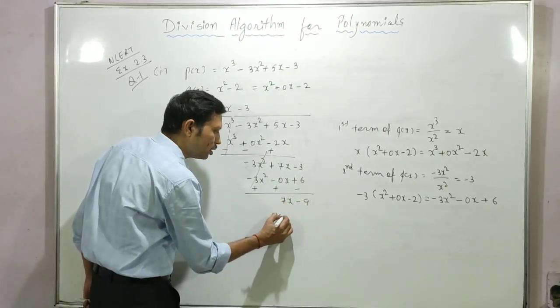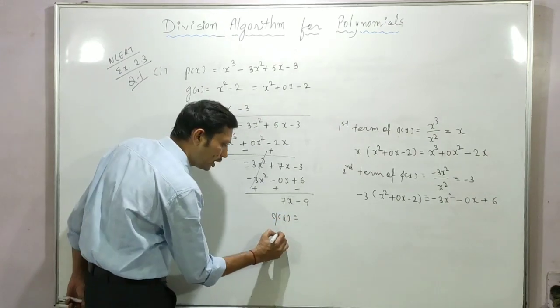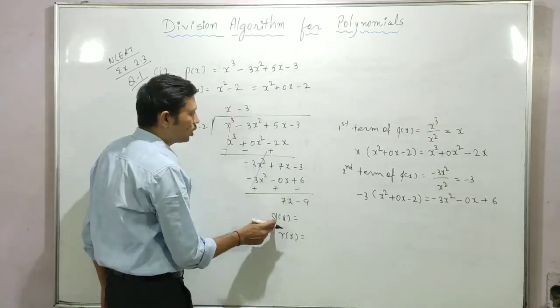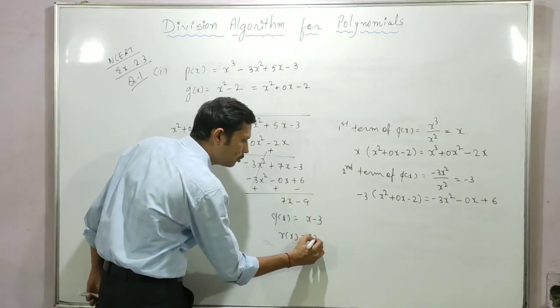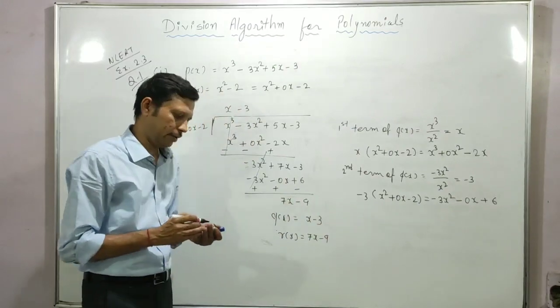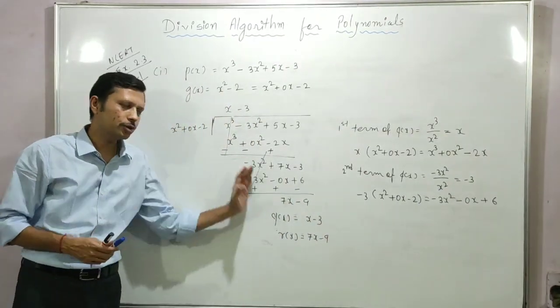So here in our question, they asked about the quotient as well as the remainder. So what is the quotient? x minus 3. And what is the remainder polynomial? 7x minus 9. Okay, Vichu? Understood?